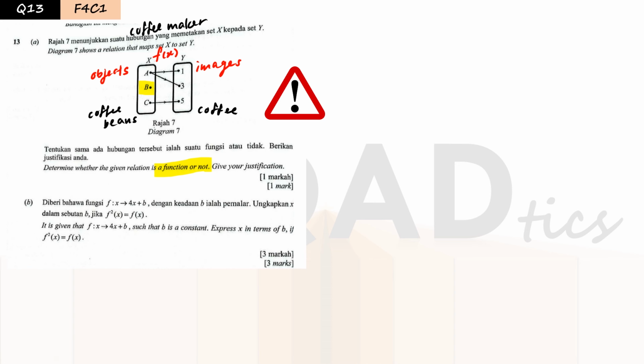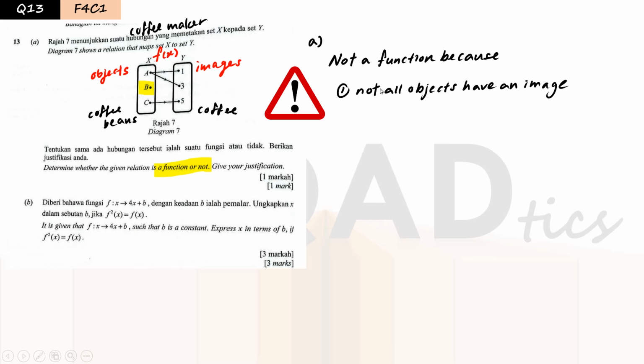In the ideal scenario, for every object in set x, it must have an image. So this is an indicator that this is not a function. We can write here: because not all the objects have an image, which is object B. This is the first reason.